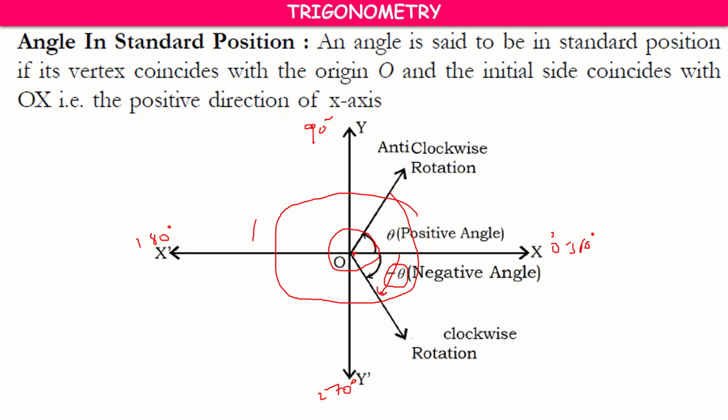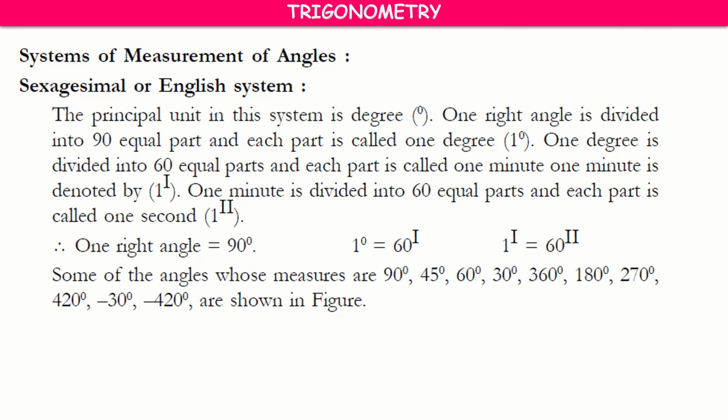Next, we have types of angles, systems of angle measurement. Sexagesimal system, or we can say English system also. Just see, one right angle is equal to 90 degrees. 1 degree will be divided into 60 equal parts. Each part is called minutes. Again each minute is divided into 60 equal parts. Each part is called seconds. That's all. Understand? One right angle equals 90 degrees.